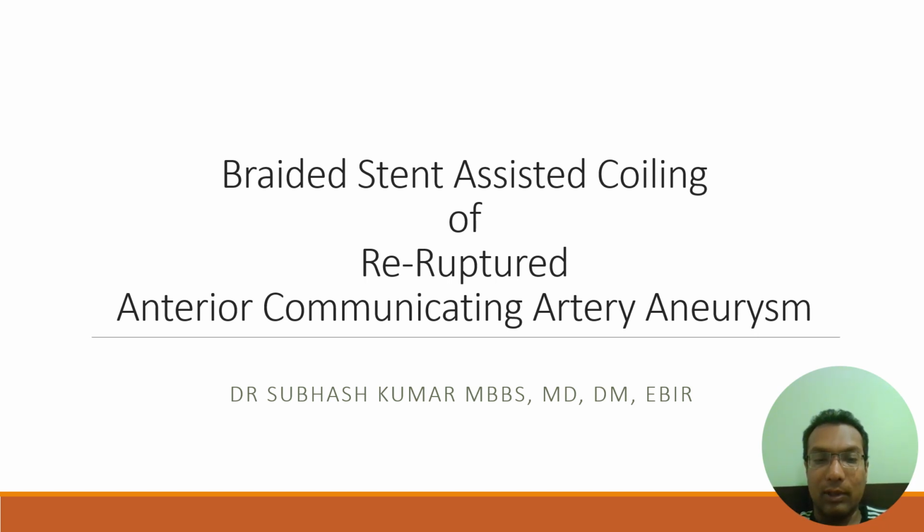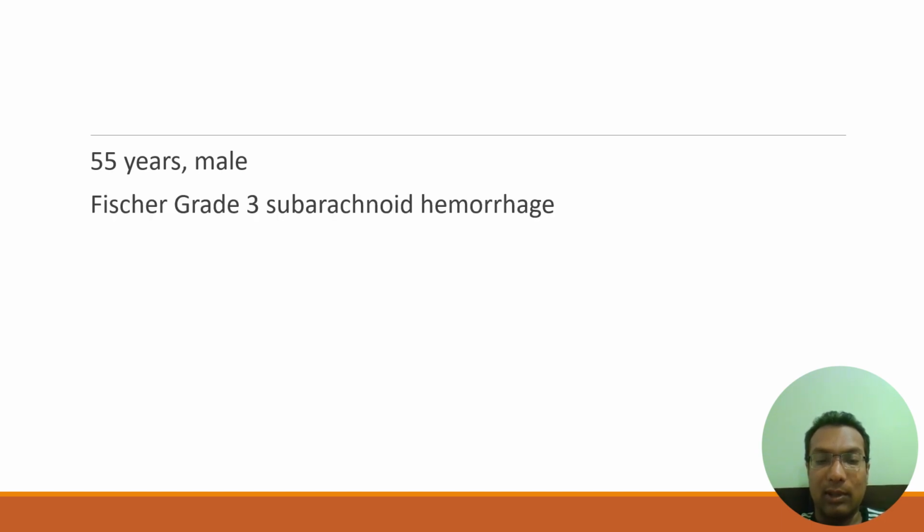Today we shall be reviewing a case of a stent-assisted coiling of a ruptured anterior communicating artery aneurysm. This is the case of a 55 years old male patient, hypertensive, who presented to our hospital with a Fisher grade 3 subarachnoid hemorrhage. There was massive hemorrhage intracranially on the CT scan, and the GCS was 13 out of 15. He was slightly drowsy, although there were no focal deficits.